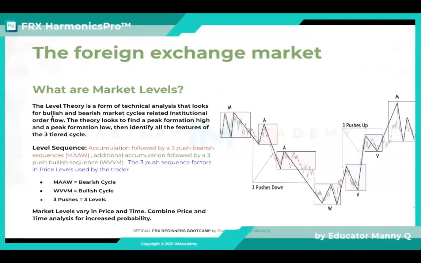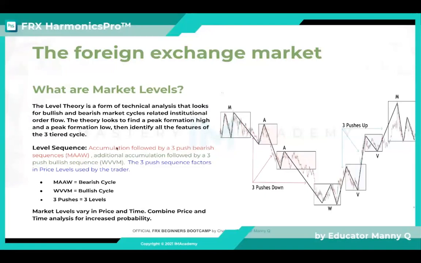The levels theory is another form of technical analysis that looks for bullish and bearish market cycles related to institutional order flow, okay? The theory looks to find peak high formations and peak low formations and then identify all of the features of a three-tiered cycle in between, okay? Three-tiered cycle. So let's talk about the level sequence.